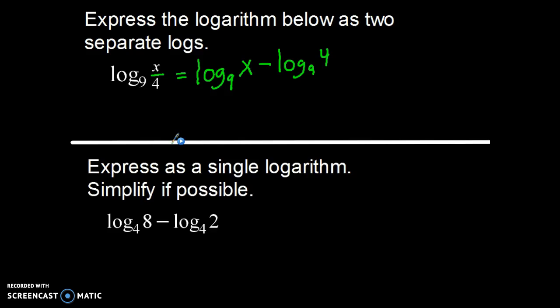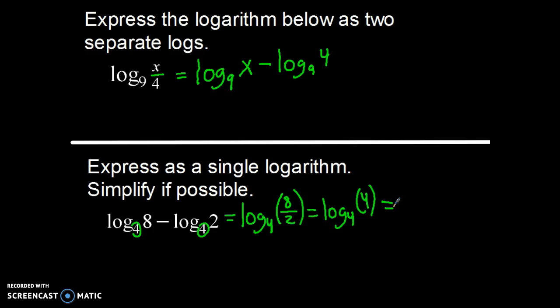On this bottom one, we're going to condense our logs into one logarithm and see if it simplifies. Here we have log base 4 of 8 minus log base 4 of 2. I have the same base, that's an important piece, the bases match. And I have subtraction in the middle, so that tells me that I can use the quotient property. So this ends up being the same as log base 4 of 8 divided by 2. Now 8 divided by 2 simplifies to 4, so this is log base 4 of just 4. And remember, this is asking 4 raised to what power gives us 4? Well, that's just 1.